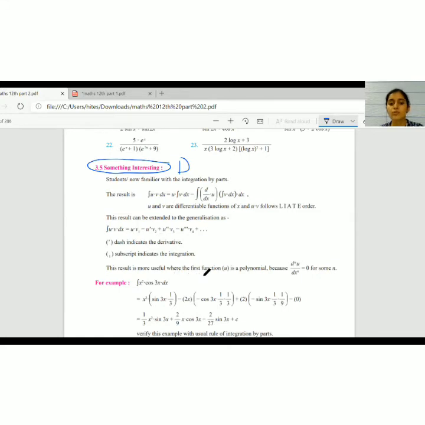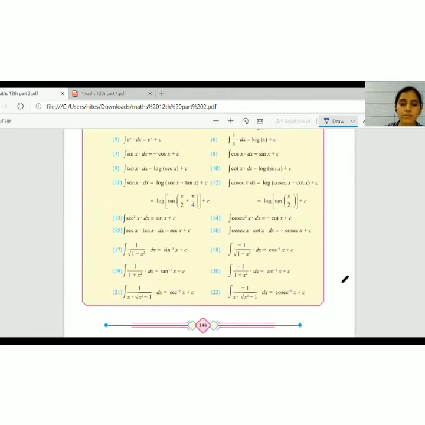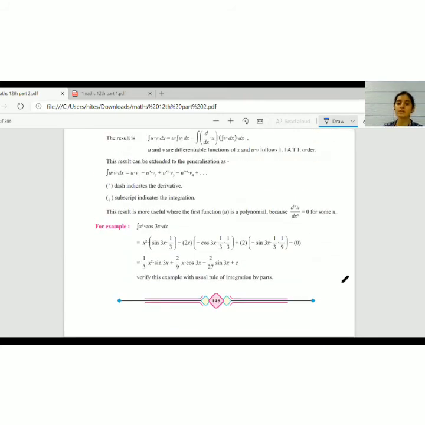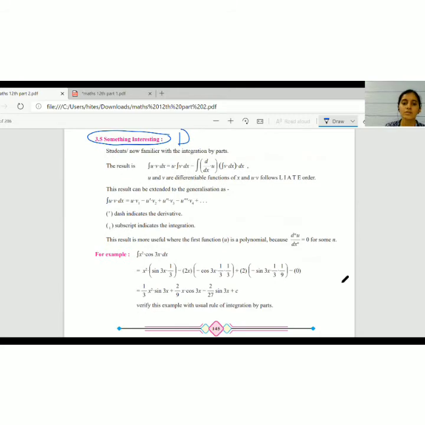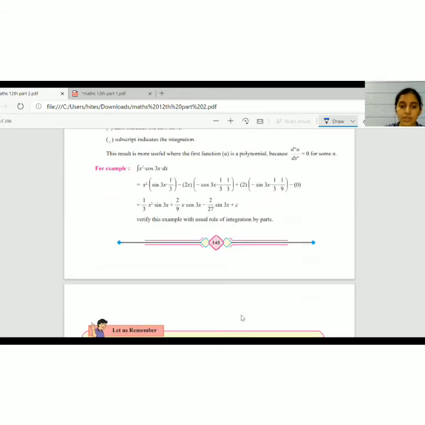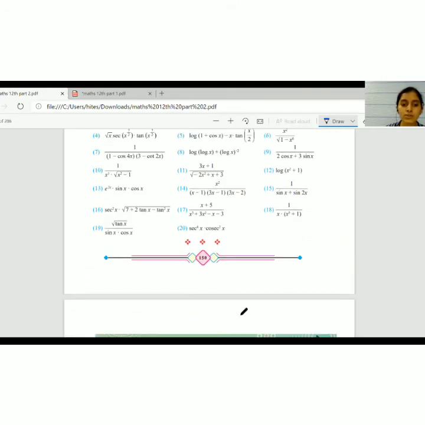This result is more useful when the first function is a polynomial, because d^n u by dx^n is 0 for some n. Okay, and then they have some denominations for the same. That part is excluded. So just this paragraph here you can say is excluded. This part over here, 3.5, is excluded. Remaining everything from integration will be taught and will be included in the syllabus.